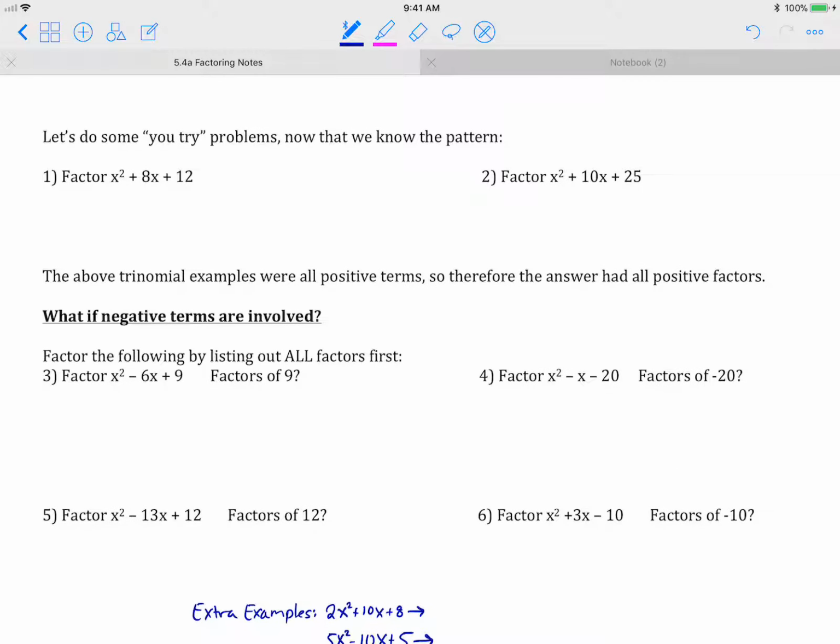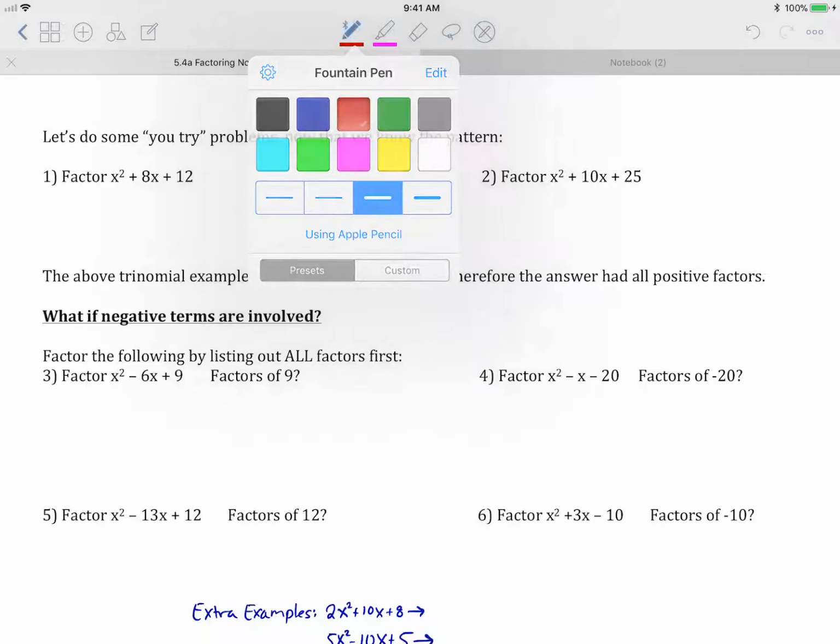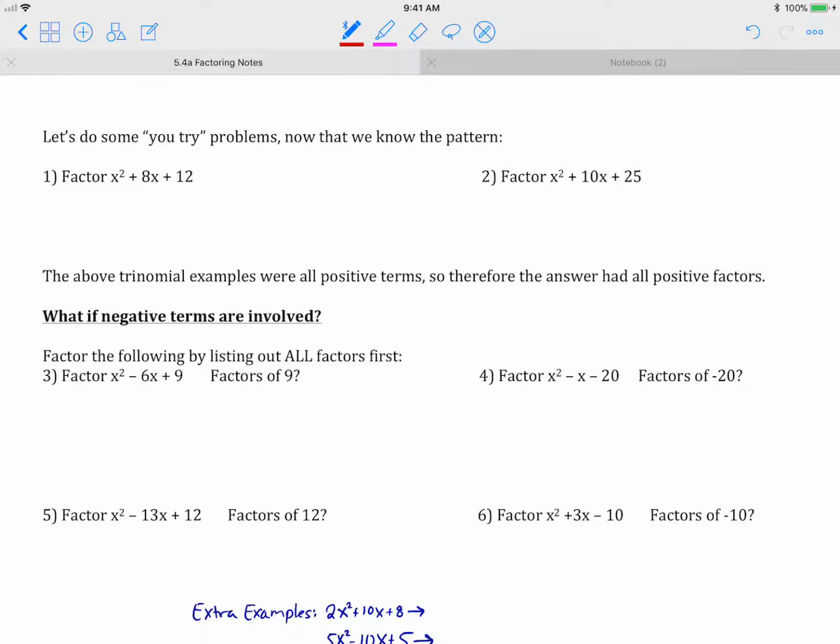Okay? Let's do some you-try problems. If you want to pause and just see how you can do on these without me, that's cool. If you want to keep watching, that's cool as well. So right quick, I want to find the factors of 12. Okay, the factors of 12 are 1 and 12, 2 and 6, 3 and 4. If you can't find those as quickly as I can, that's fine, just as long as you can figure them out. And I'm looking for a pair of those numbers that would actually add to give me 8. There they are. So my answer is x plus 2, x plus 6.